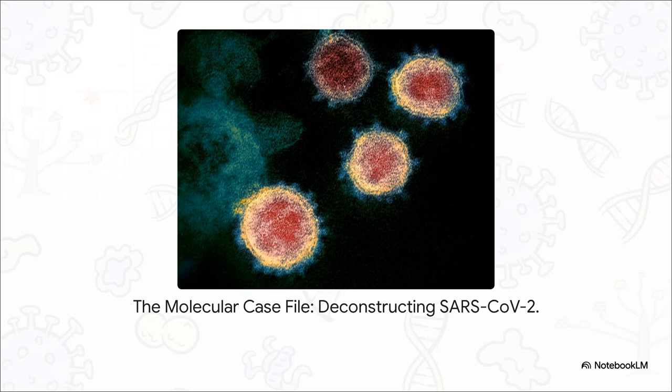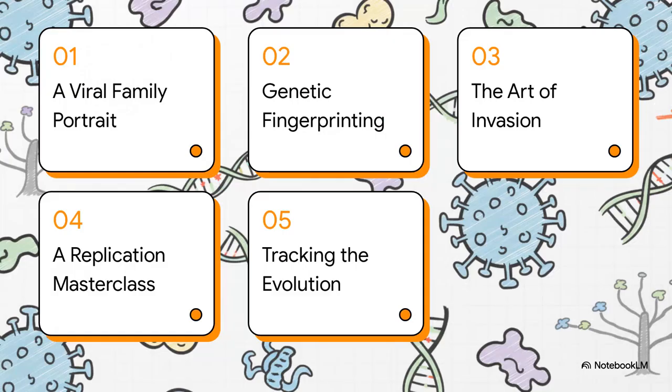All right, welcome. Today, we're going to open up the molecular case file on SARS-CoV-2. We're going to deconstruct this virus piece by piece, all the way from its family origins to its really remarkable evolutionary trajectory. So here's our game plan. We'll start with a viral family portrait to get our bearings. Then we'll move on to some genetic fingerprinting to trace its lineage. After that, the really cool part, dissecting its art of invasion at the molecular level. Then we'll look at its replication masterclass, and we'll wrap up by tracking how it continues to evolve.